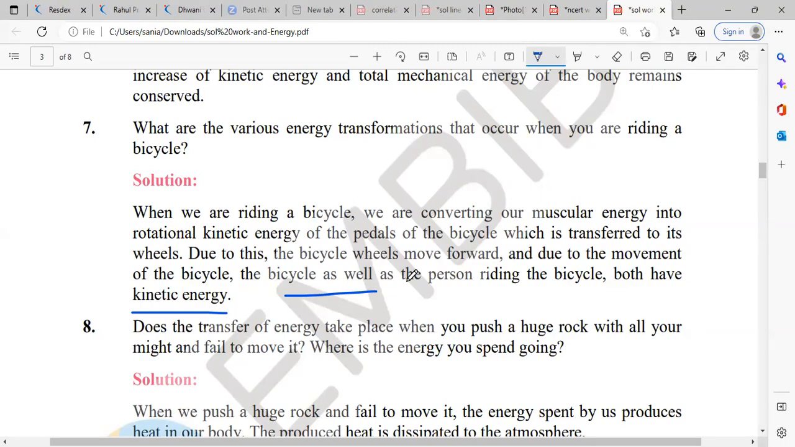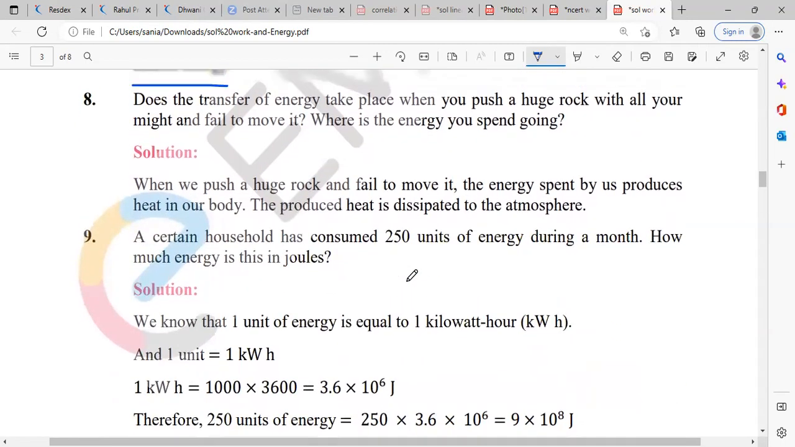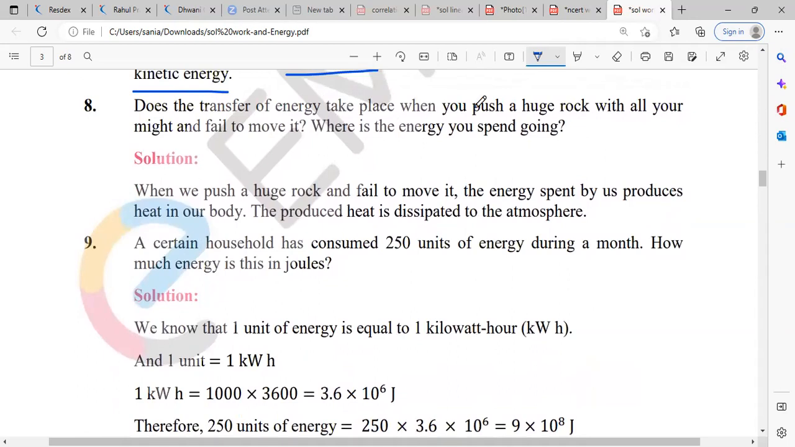Clear? Yes, ma'am. Now, does a transfer of energy take place when you push a huge rock with all your might and fail to move it? Where is the energy you spent going? When we push a huge rock and fail to move it, the energy spent by us produces heat in our body. The produced heat is dissipated to the atmosphere. Okay, so where the energy is going, that is going to the atmosphere. This you have to remember.